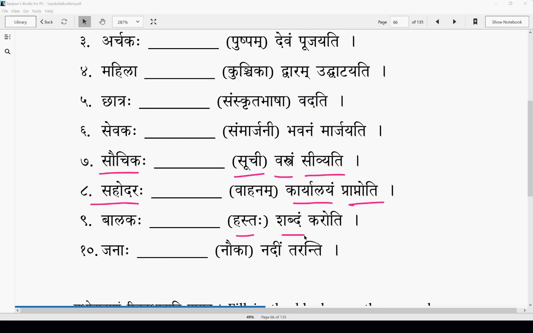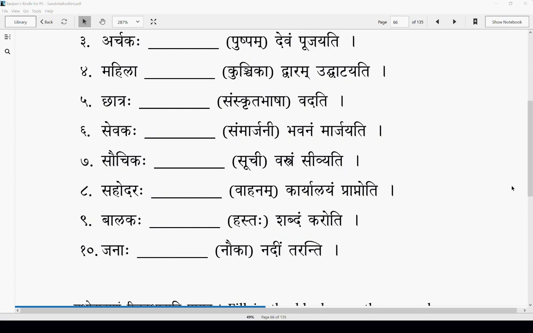Shabdaha. Word is one meaning, but here it is sound. Shabda is sound. Karoti. Janaha, people. Nauka, boat. Taranti, to cross, to cross over.